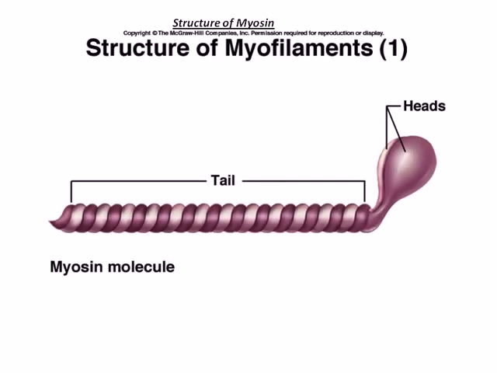Once again, the thick filaments are composed of a protein called myosin. A molecule of myosin has a rod-like tail terminating in 2 globular heads. The heads are called cross bridges and link the myosin to actin during muscle contraction.